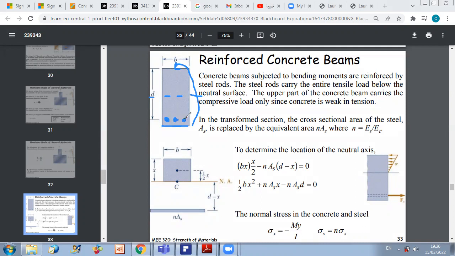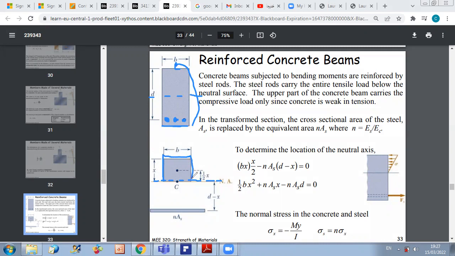Now, how to model this? In fact, we consider that concrete cannot sustain tension. It can just sustain compression. This is why we model our system as if we have a neutral axis. Above the neutral axis, we know that for a positive bending moment, you will have compression. So the concrete part will sustain the compression.